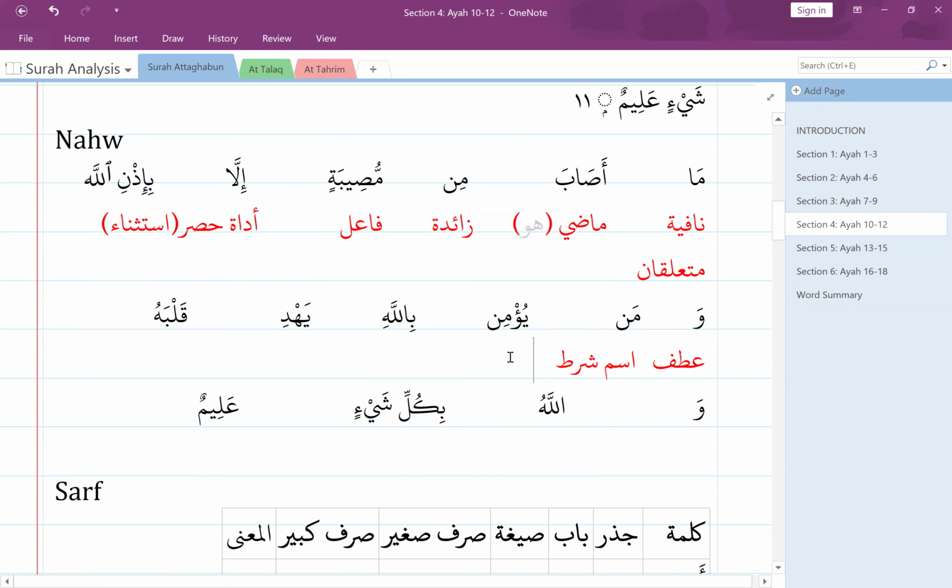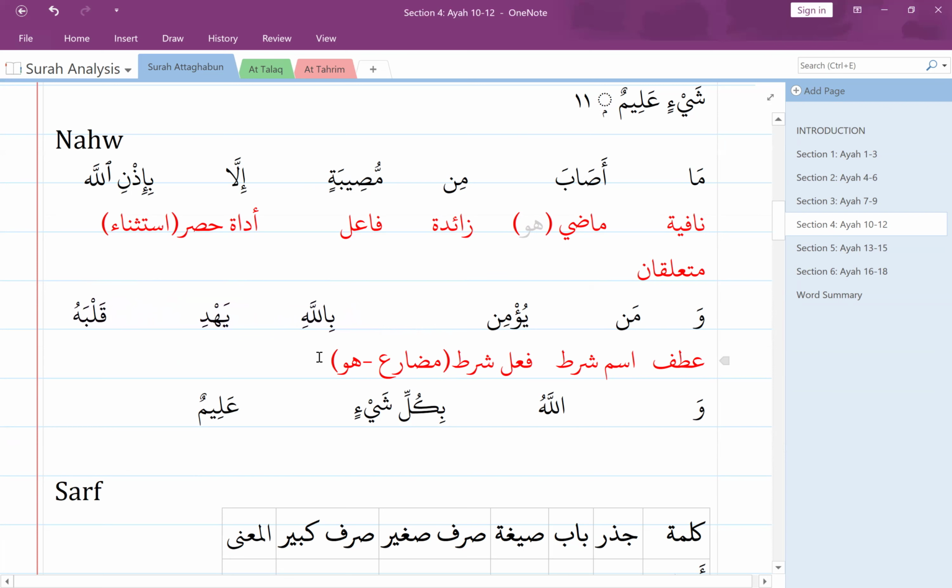Amana yu'minu. So it was yu'min. Fi'l mudari', yes, but what is it? It's the fi'l shart of man, right? So fi'l shart, and it's of course mudari', majzum. And who's the doer? Huwa, damir mustatir is the fa'il.